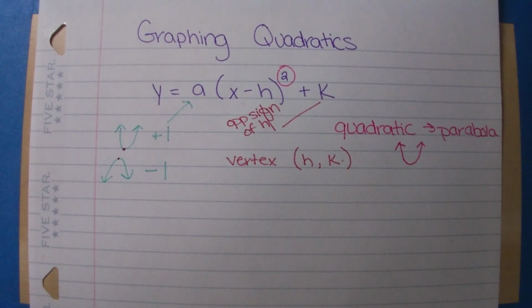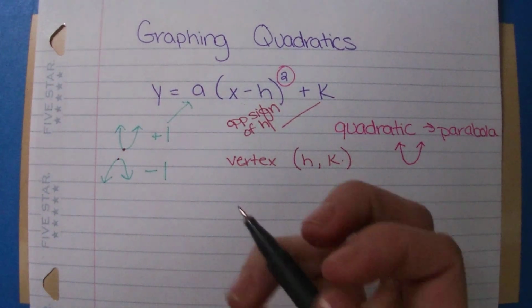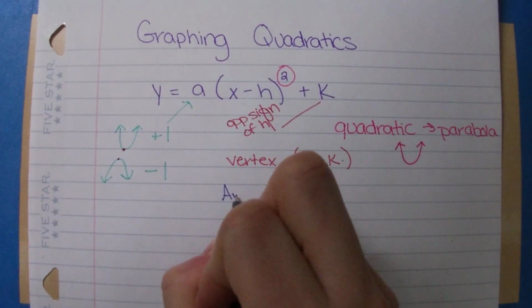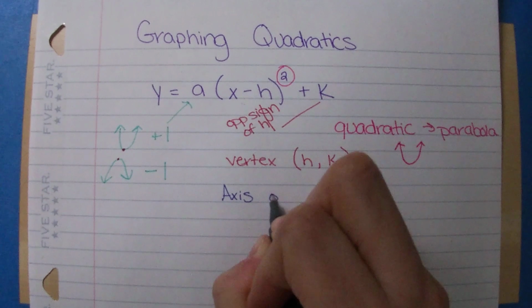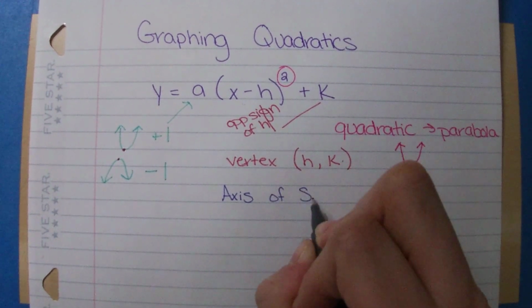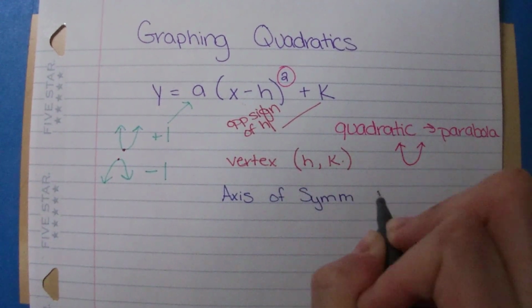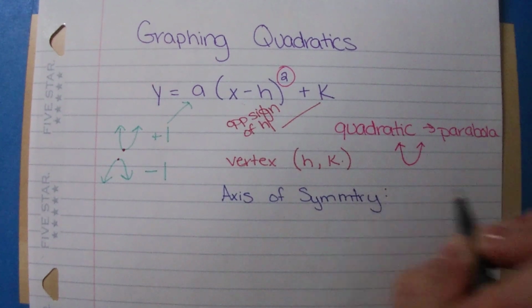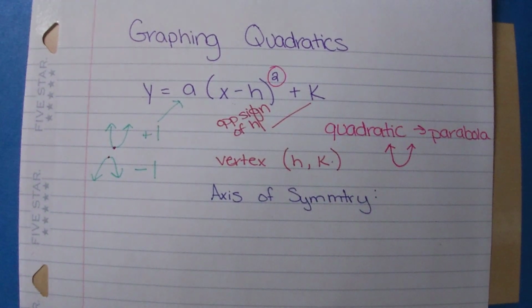Okay, then there's one more thing that we can tell about a parabola from its formula, which is the axis of symmetry. Now, you actually learned about what an axis of symmetry was in like 3rd or 4th grade. You might not remember, but an axis of symmetry is a line that cuts something in half.